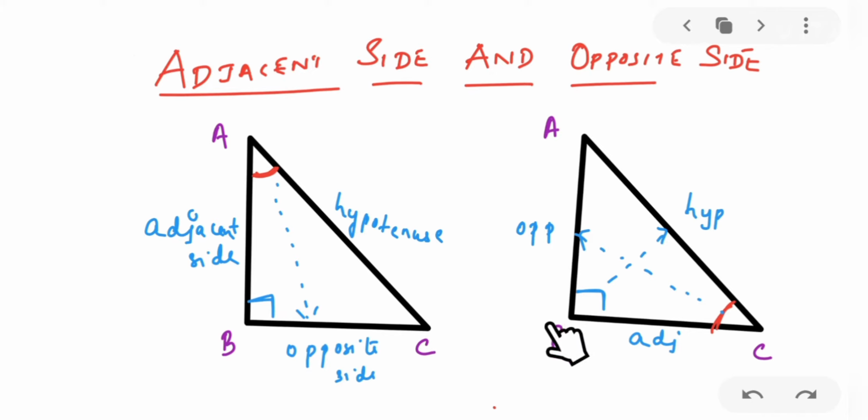Now for the same triangle ABC, let me change the reference angle. So here the reference angle is C. The side which is opposite to the reference angle C is called the opposite side, and the side which is next to the reference angle is called the adjacent side. So here BC is the adjacent side, and the hypotenuse is always opposite to the 90 degree. So AC is the hypotenuse here.